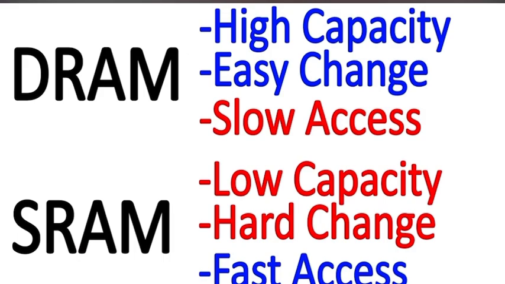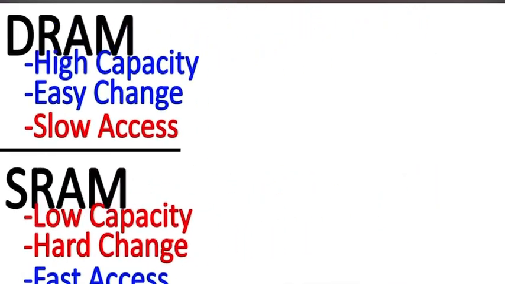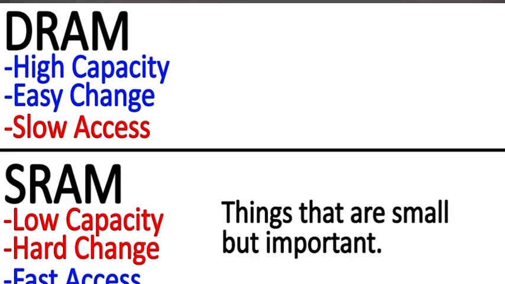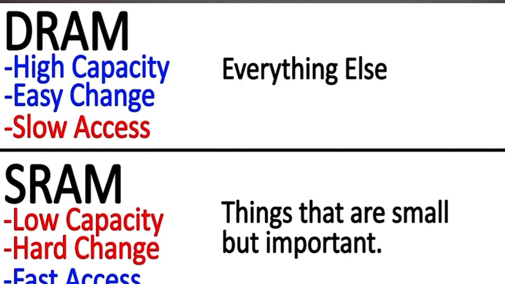Why are both necessary, and when is one used rather than the other? As you may have guessed, static RAM is used to store data or instructions that aren't particularly large but need to be accessed frequently and quickly, such as a cache. Meanwhile, dynamic RAM is used for everything else. Things that aren't needed quite as urgently or frequently, but take up more space.